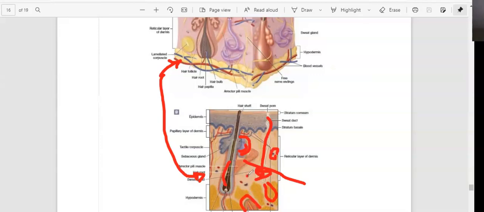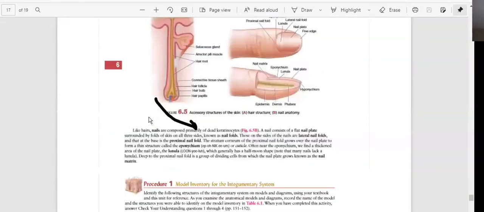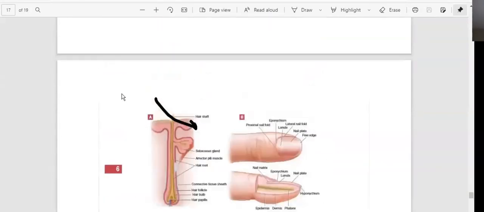Now, what is this part right here, filling all these spaces? That is going to be the connective tissue. Okay, so then that's your skin. So we scroll down right here, we have accessory organs or accessory structures to our skin. And that's when we have the nail and hair.